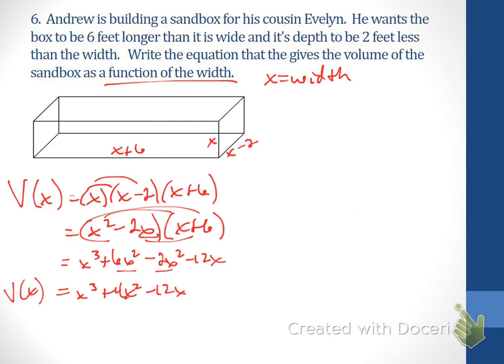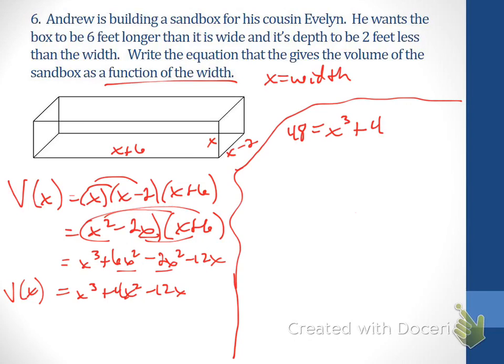Now, the next box in your notes, the next slide, would say that we want the sandbox to hold 48 cubic feet of sand, right? We want the volume to be 48 cubic feet. Well, I'll keep the same slide so we can see where everything's coming from. Basically, that means we're going to take our volume function and set it equal to 48. And now we want solutions. Now we want values of x that would make that equation true. Well, to find solutions, we want to get this equal to 0 by subtracting 48 from both sides.